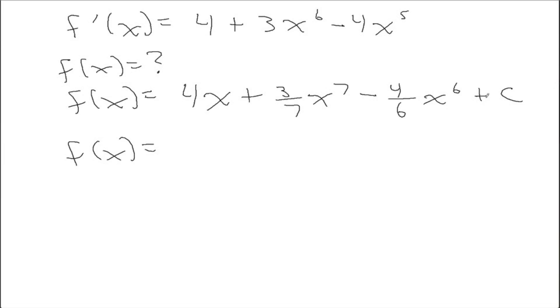And there's one little simplification I can make here. We can rewrite this as 4x plus 3/7 x to the 7th minus 2/3 x to the 6th plus c. Excellent. We might as well reduce that fraction to 2/3. Okay, so that's the sum rule for antiderivatives. It's pretty straightforward to apply. Very good.